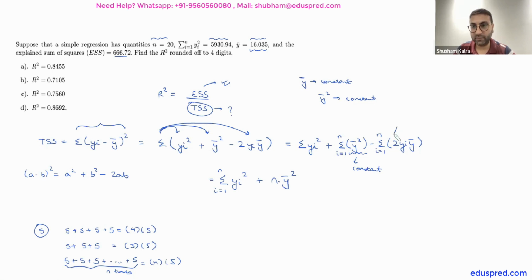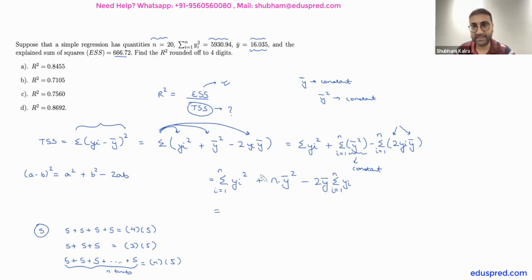And this 2 over here does not have any i component, and y bar also does not have any i component. So basically this 2y bar will come out of the summation. Okay. So this will become minus, the 2 will come out of summation, y bar will also come out of summation, and the summation will only be applicable on yi. I hope this is clear. This is actually your basic algebra.